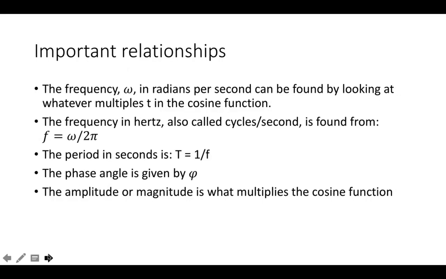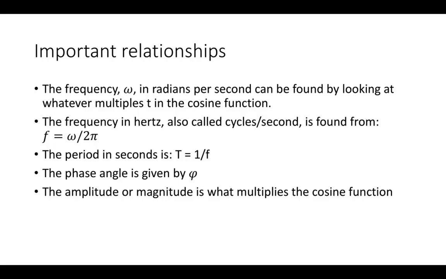All right, some important relationships. So this is a collection of formulas and definitions. The frequency omega in radians per second can be found by looking at whatever multiplies t in the cosine function. The frequency in hertz, also called cycles per second, we can get by taking omega and dividing by 2 pi. So omega is f cycles per second times 2 pi radians per cycle, and so the units should work out.